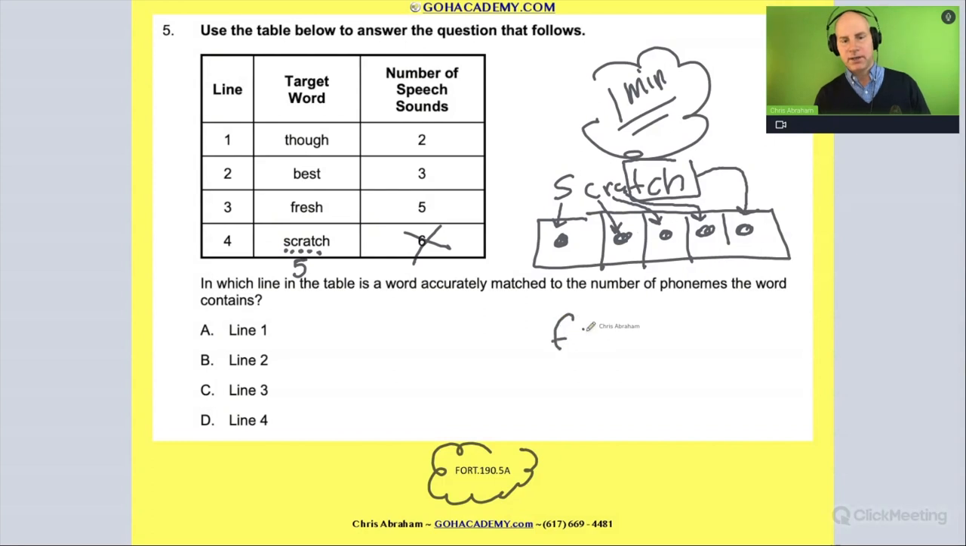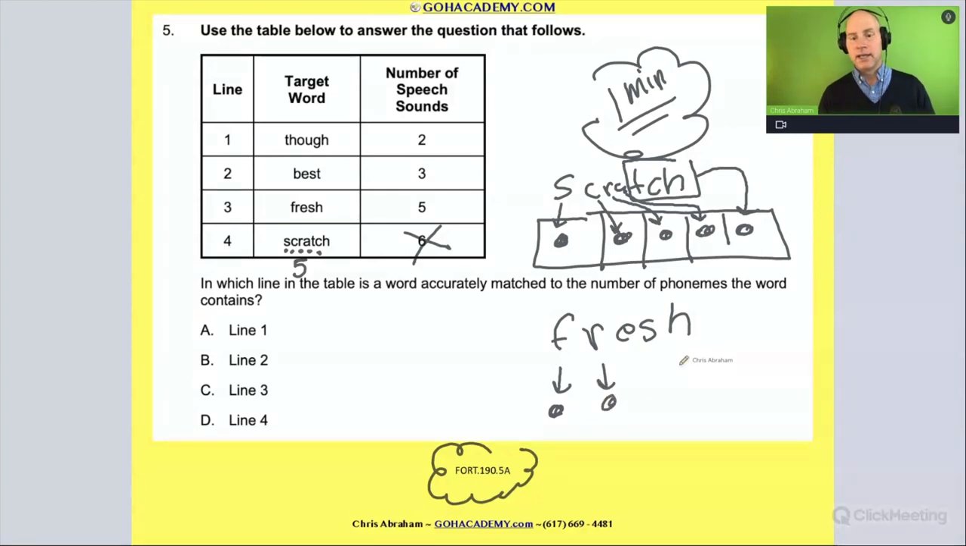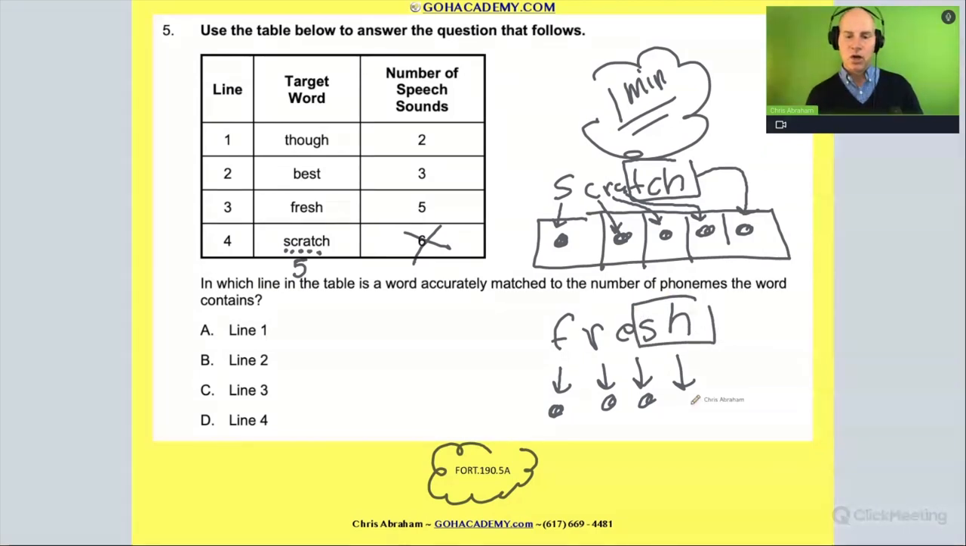I'm gonna rewrite fresh here. What's that have? I'm hearing a f, r, e, and then the digraph, the consonant digraph, that's two consonants that make one sound, only has one sound. Is that right? So fresh only has four. That only should have f, r, e, sh, only four. That one's out too.